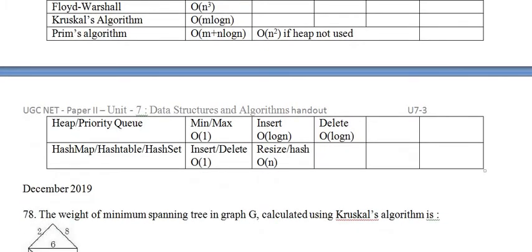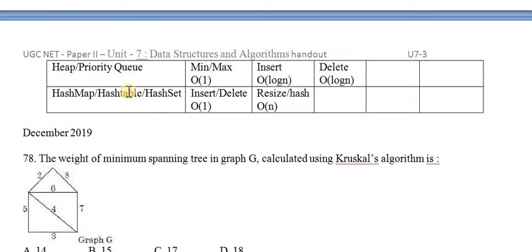Okay, so like that, if you are going for a priority queue, finding max or min is big O of 1, but deletion takes log n, and insertion also takes log n. And next, hash map, hash table, hash set: all take insertion and deletion in big O of 1 only. In order to resize the hash table, it takes big O of n.